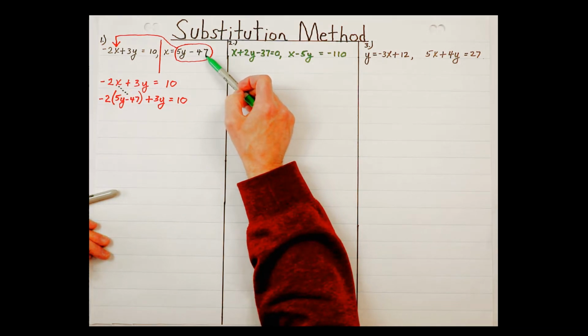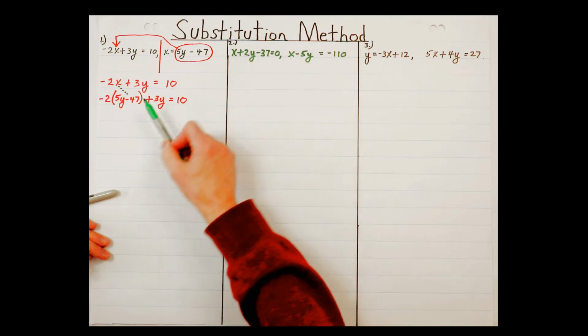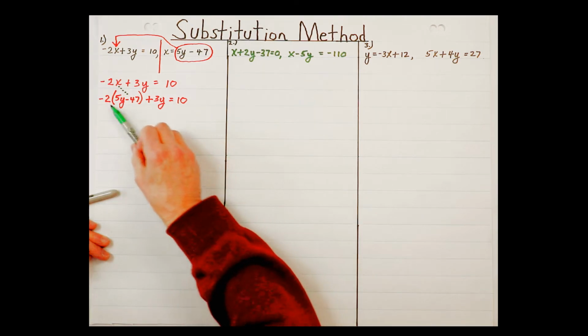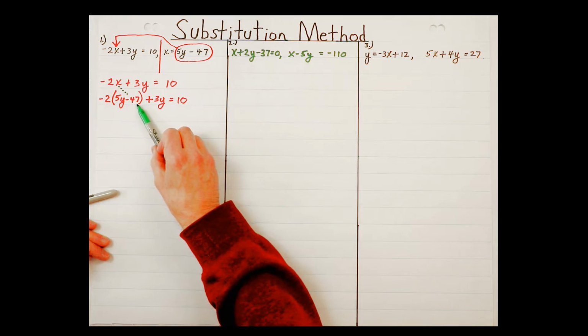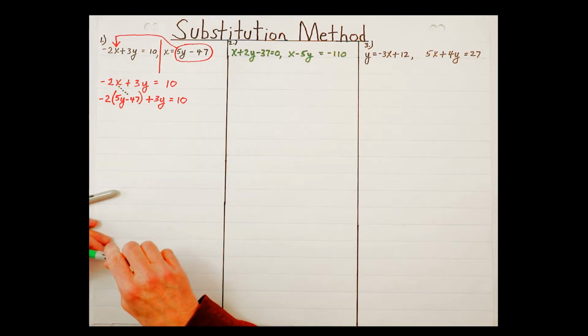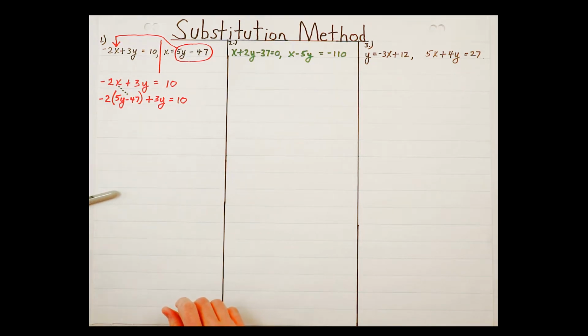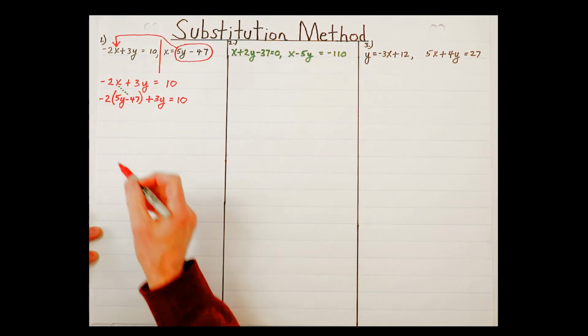You see that? Well, how is that helpful? It's helpful because if you look at the second line, there's no x anymore. All we have is the letter y. It appears twice. But you know that when you have one variable in an equation, it's easy to solve. Okay, let's solve this, and we'll find out what y is.